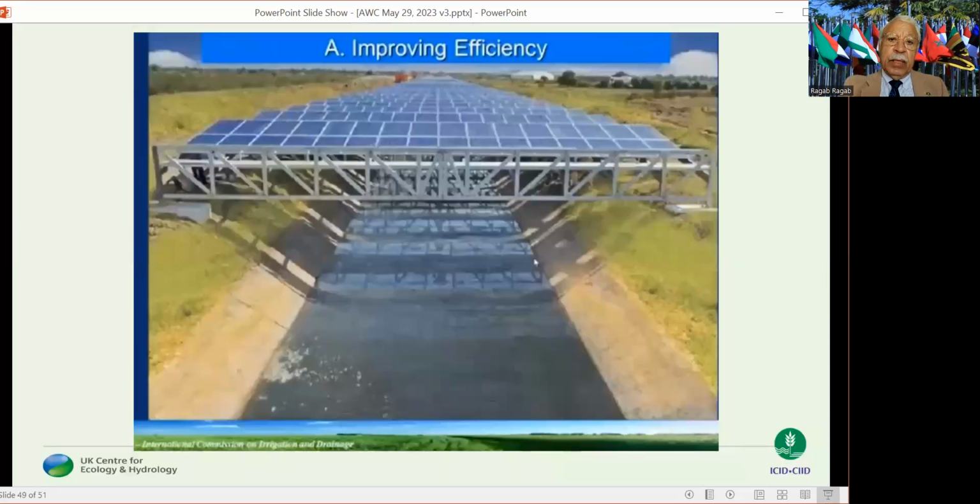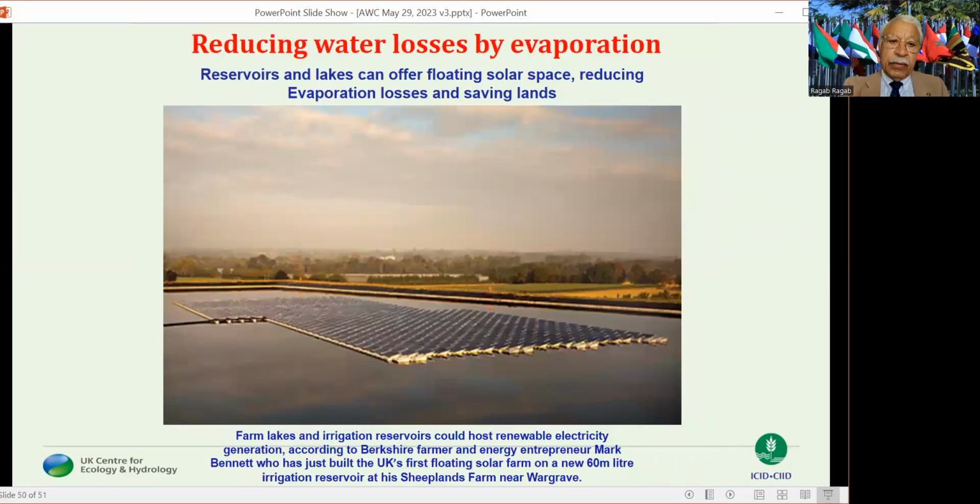And we can also minimize the losses by evaporation on open channels by covering them with solar panels. We can also cover the reservoirs with floating solar panels, and that would also minimize the evaporation, and we can save water and produce more electricity.